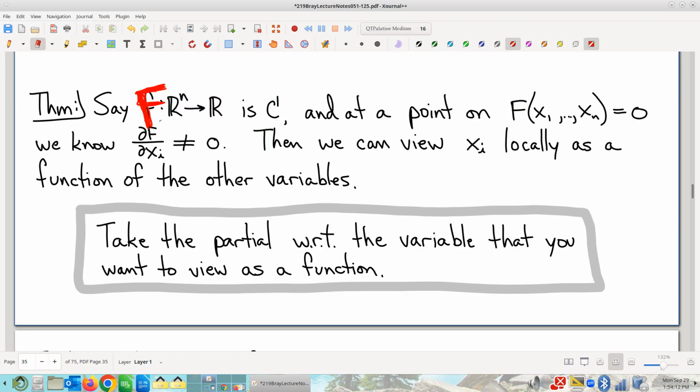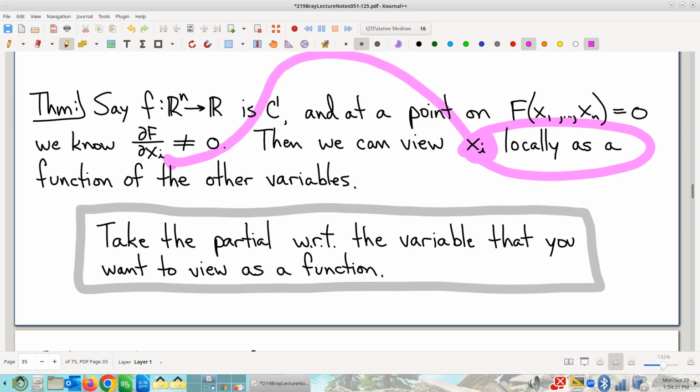And with that said, notice the punchline. Whatever variable you want to view locally as being a function, that's the variable, the partial with respect to which needs to be non-zero. Everybody buy it? That's what this is right here. If you want to know a variable can be thought of as a function, take the partial with respect to that variable. Okay, let's do one.